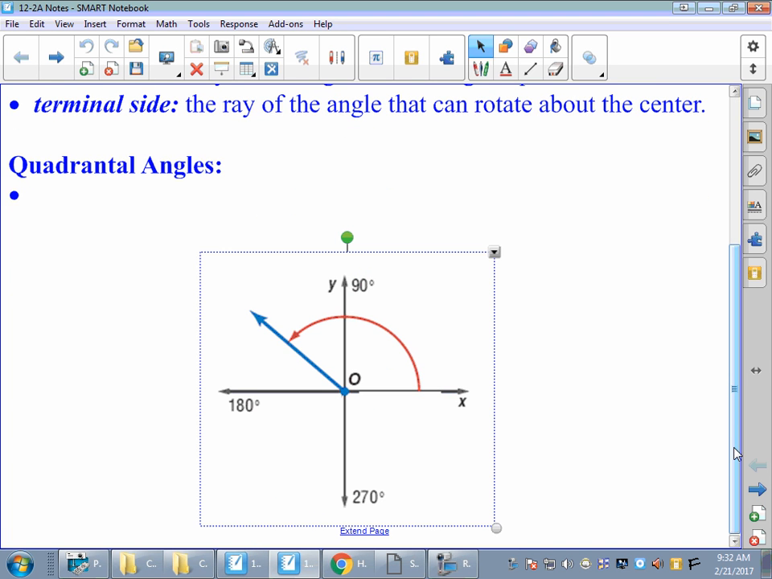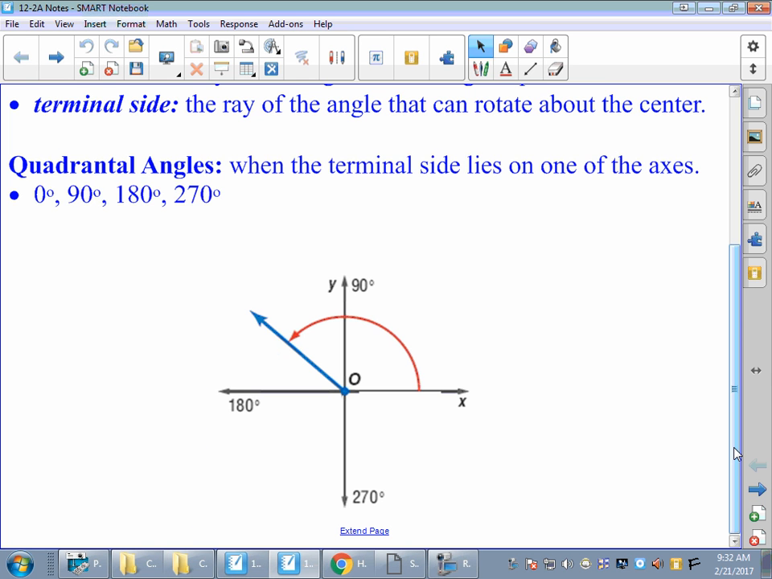And so what I have here is a picture of different angles. And I have the quadrantal angles labeled. A quadrantal angle is an angle that makes the quadrants. That's why they're called quadrantal angles. It's when the terminal side lies on one of those particular angles. I know I don't have 0 here, but 0 would be if the terminal side was closed and right on top of the other side.